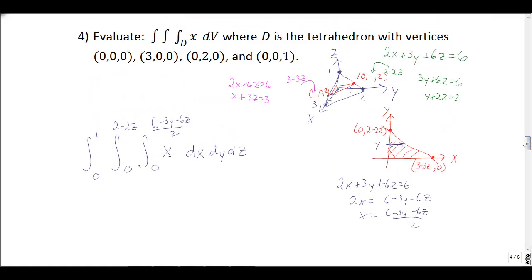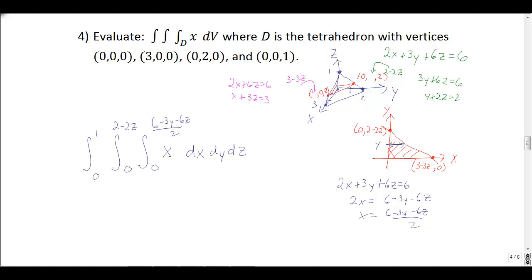Again, the general strategy is we just fix a z. Once you fix a z, you get this triangle. That triangle gives me the y bound from 0 to 2 minus 2z. Once I have y and z fixed, I can get x just by solving my plane equation.